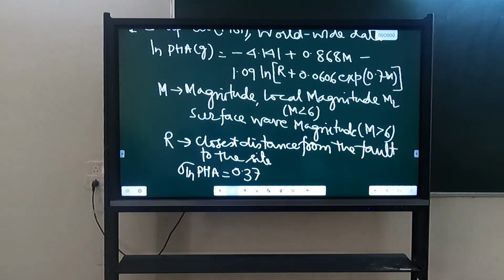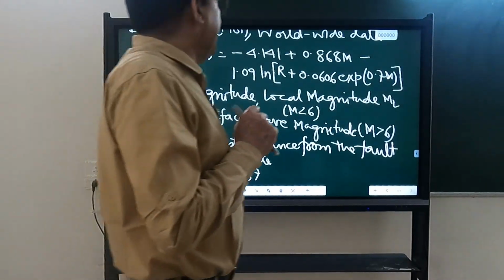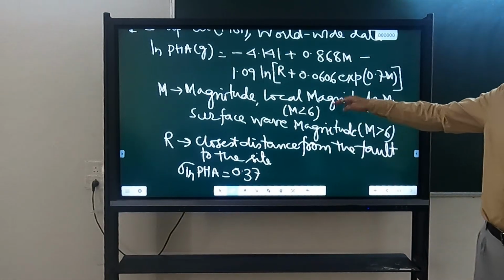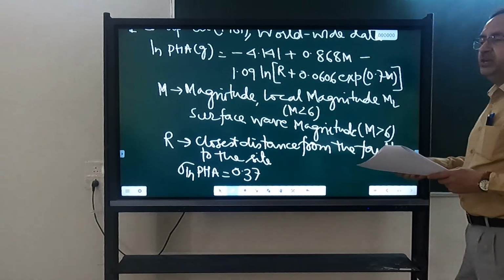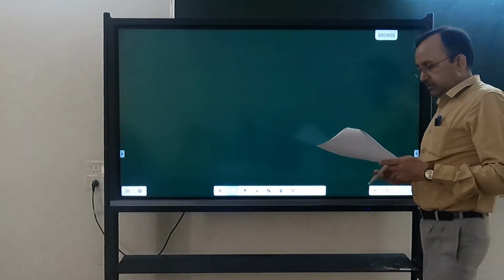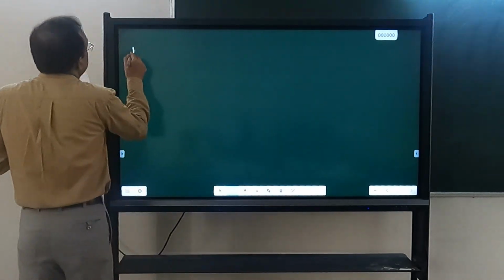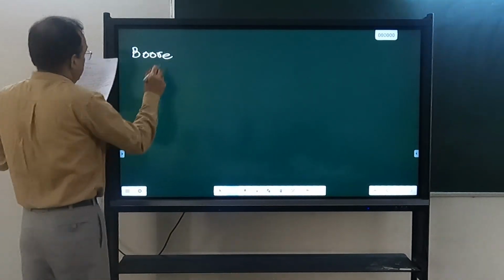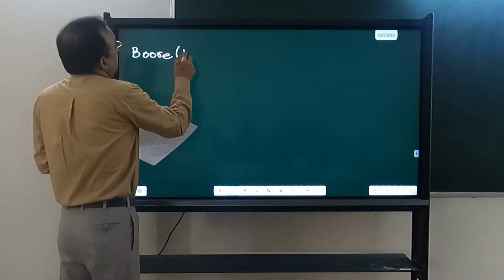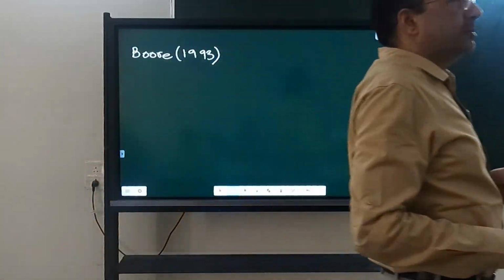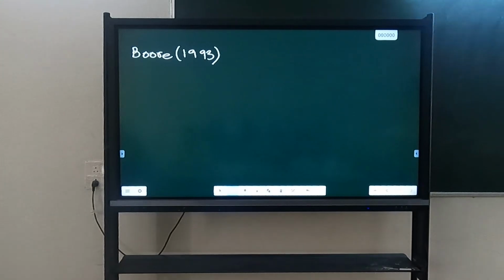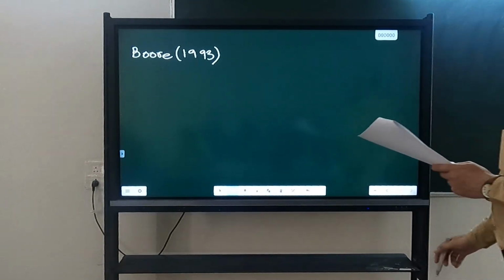There, in that question, the type of the fault is also given. Here in this relationship, type of fault is not appearing because at that time they considered all the faults. That much information was not available. But later on, so many relationships got developed, and one relationship which we are using was developed in 1993. This is also now sort of obsolete. Much more sophisticated relationships are now available.